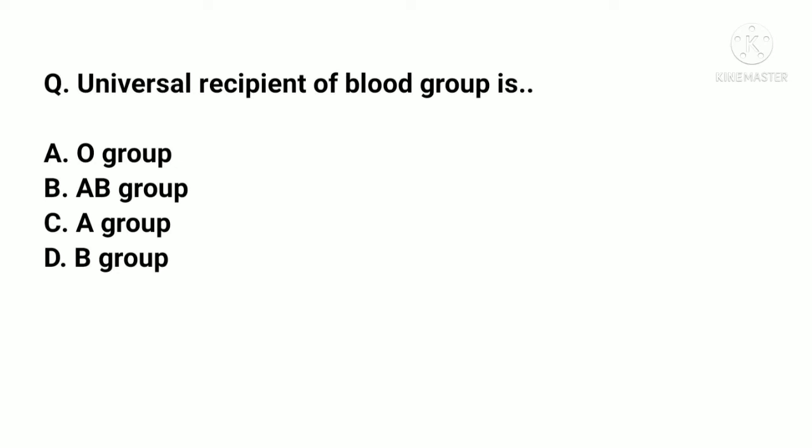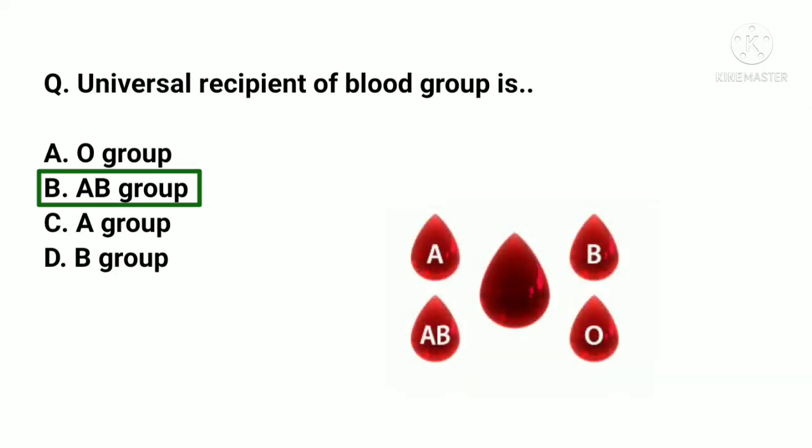Universal recipient of blood group is A. O group, B. AB group, C. A group, D. B group. And the correct answer is B. AB group. A person having blood group AB has A and B antigens on the surface of their RBCs, and their blood plasma does not contain any antibodies against A or B antigens. Therefore, the AB blood group can receive blood from any group but can't donate blood to any group other than the AB group.